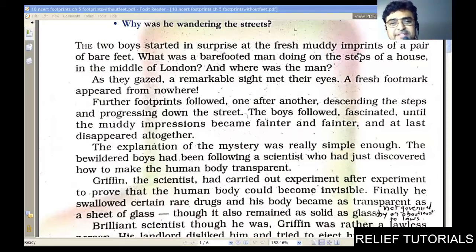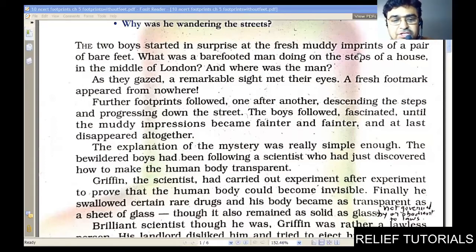Now, what is the explanation of this happening? The explanation of the mystery was really simple enough. The bewildered boys had been following a scientist who had just discovered how to make the human body transparent. Now, what is the name of the scientist? Griffin, the scientist, had carried out experiment after experiment to prove that the human body could become invisible.